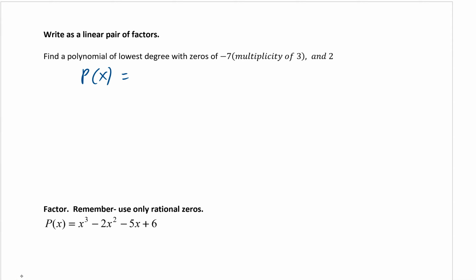So if we say we want to find a polynomial of lowest degree with zeros of -7, multiplicity of 3, and 2, it's the same thing we did before. So this would be x plus 7, change the sign, multiplicity of 3, and then also 2 is a 0. And so now we have written this as a linear pair of factors of lowest degree. That's all we're doing is writing it in the factored form.